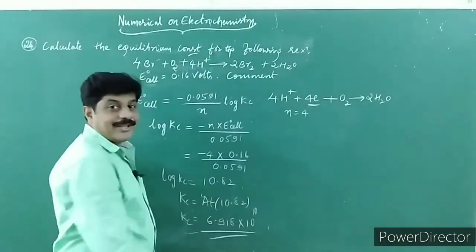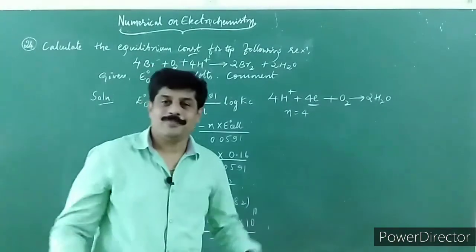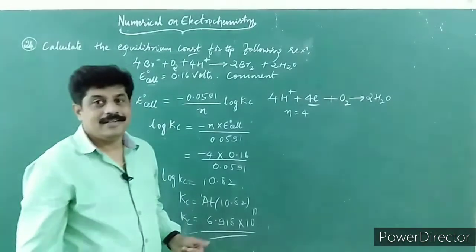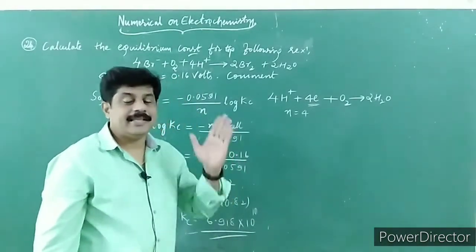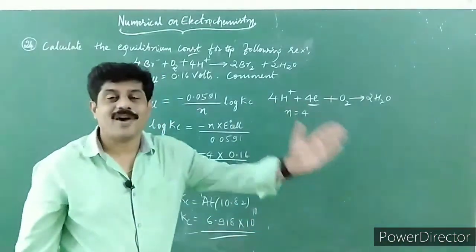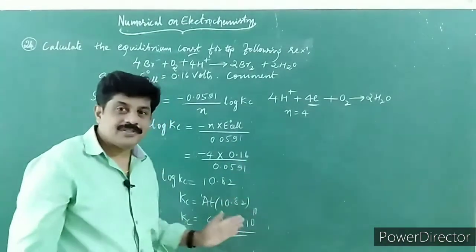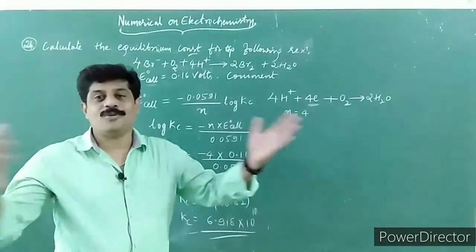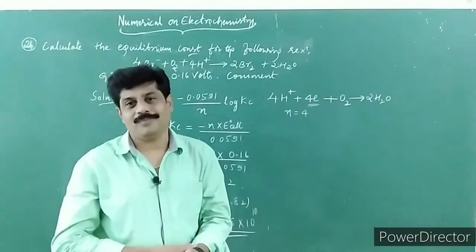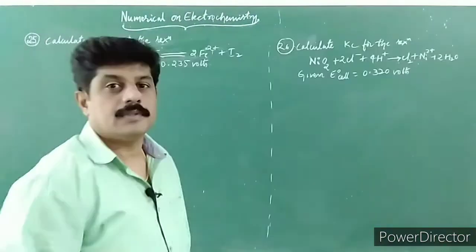Look at here, the Kc value is very large. Children, greater the Kc value, always remember the equilibrium will shift toward the forward direction. When the equilibrium shifts toward the forward direction, what will happen? A large amount of products are going to form. That you need to remember.